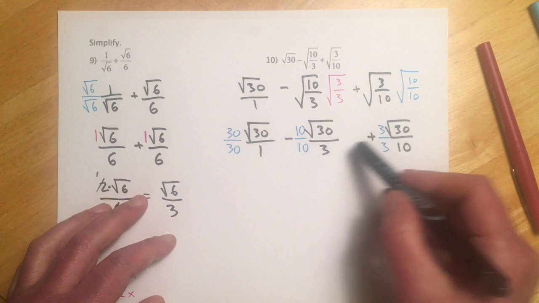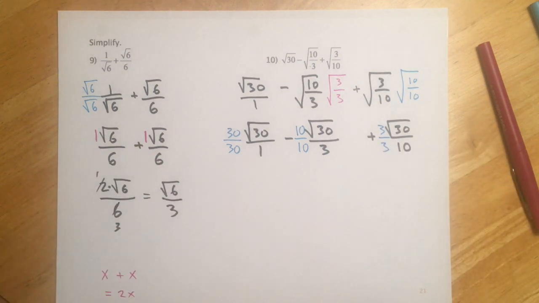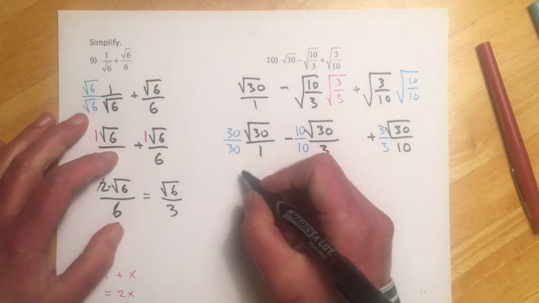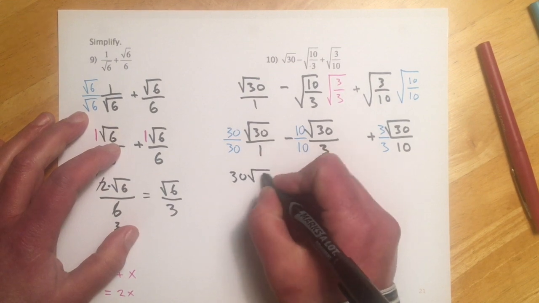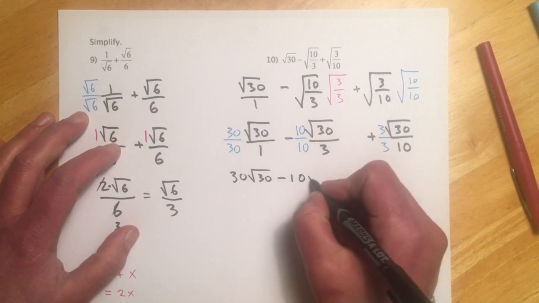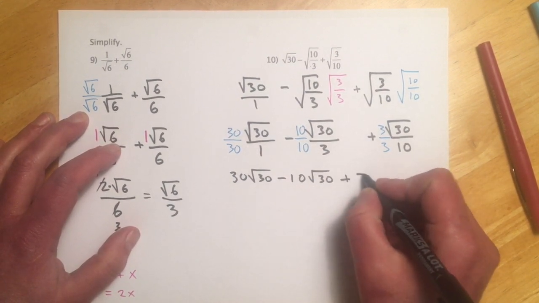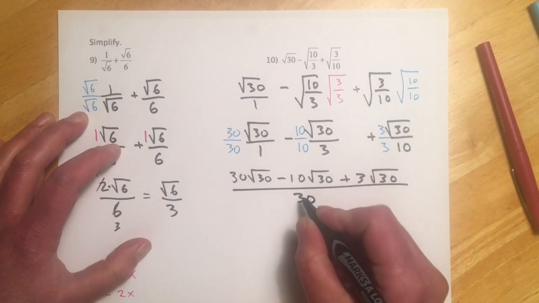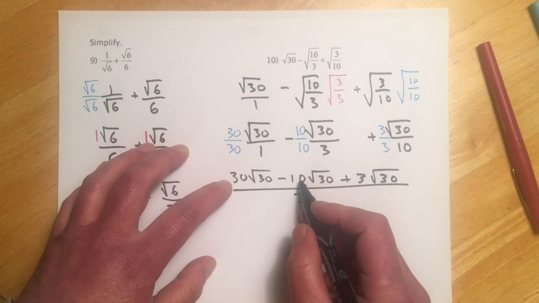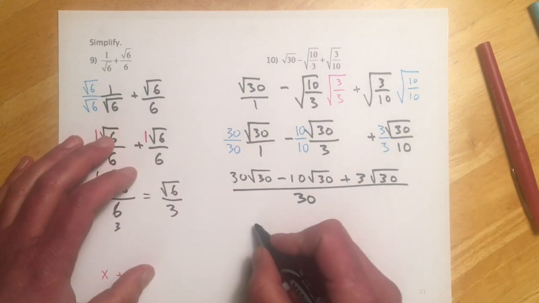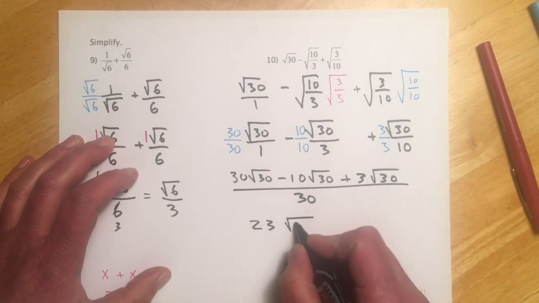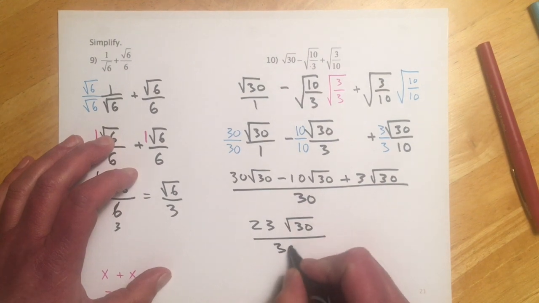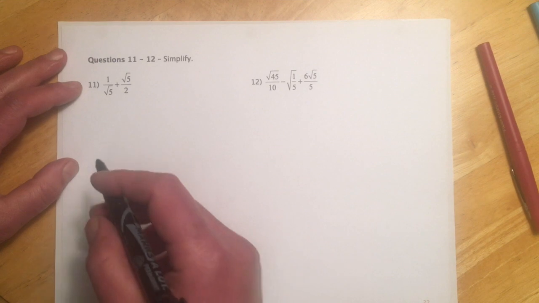So now you can see everything's over 30, so that gives me 30 root 30s minus 10 root 30s plus 3 root 30s all over 30. And so 30 minus 10 would be 20, plus 3 is 23. Root 30s over 30. Okay, these last couple would be to you.